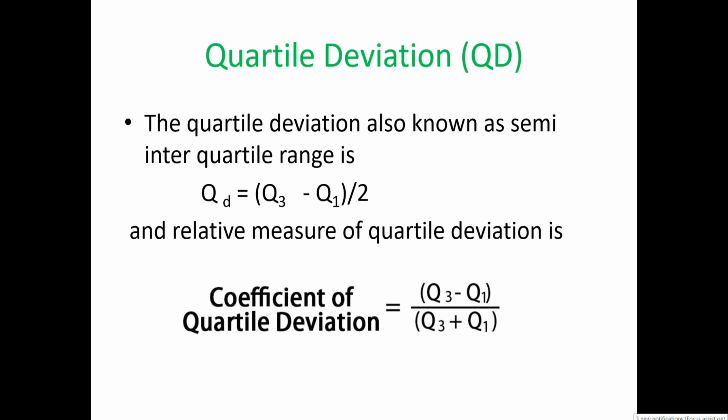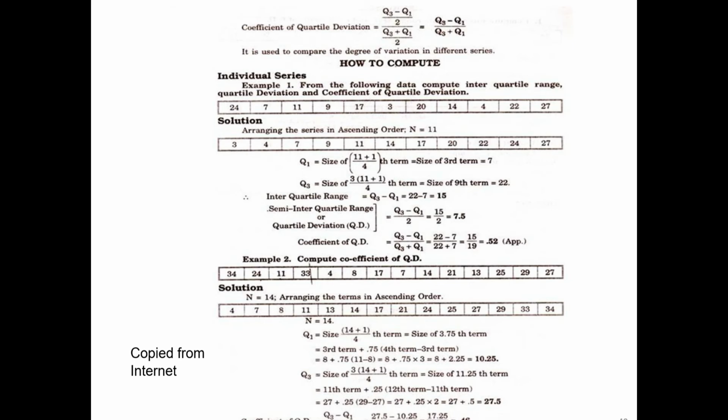Quartile deviation is also known as semi-interquartile range. That is Q3 minus Q1 divided by 2. And its relative measure is Q3 minus Q1 divided by Q3 plus Q1. Now the coefficient of quartile deviation, you can calculate.